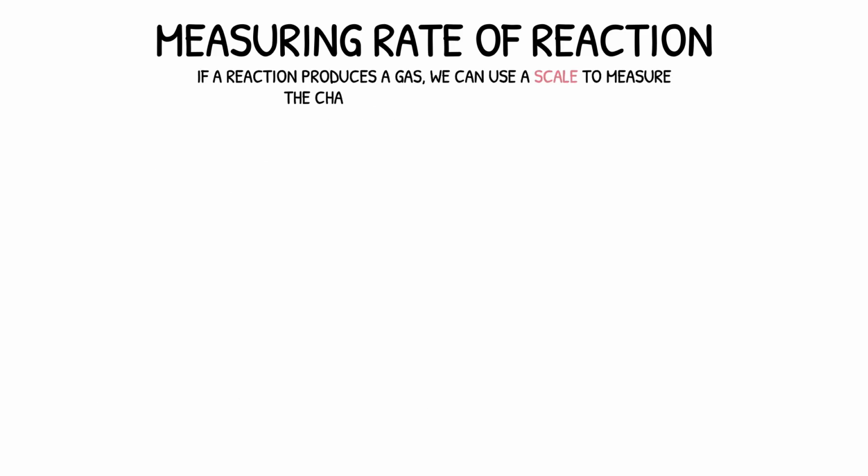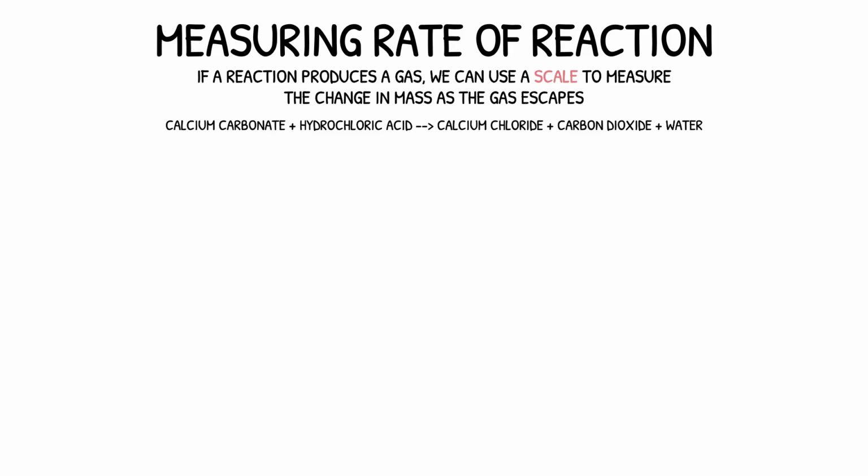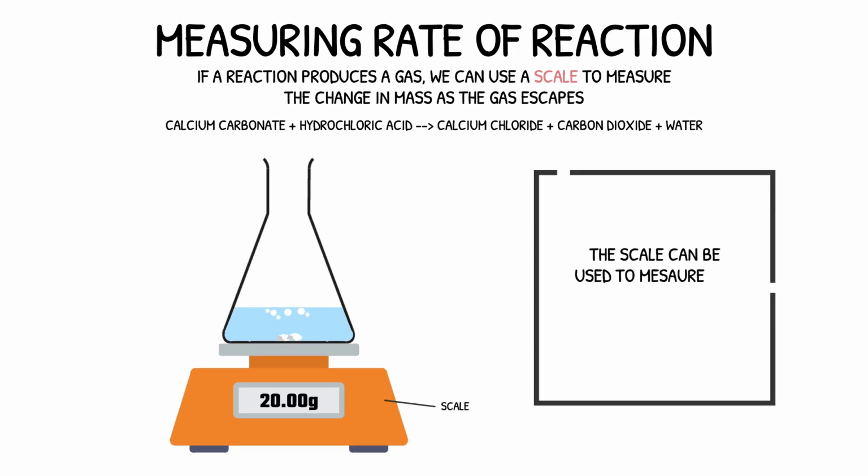In contrast, if a reaction produces a gas, then we can also use a scale to measure the change in mass as the gas escapes. For example, the reaction between calcium carbonate and hydrochloric acid produces calcium chloride, carbon dioxide, and water. To measure the rate at which the carbon dioxide is lost, we can use the apparatus pictured here.